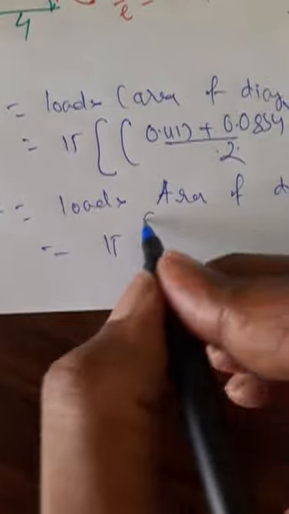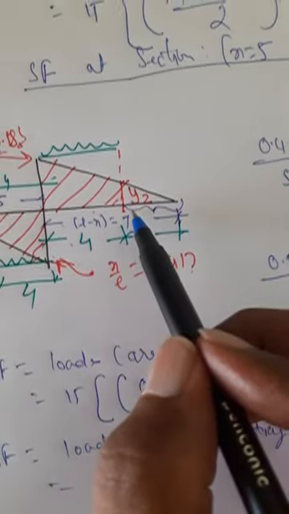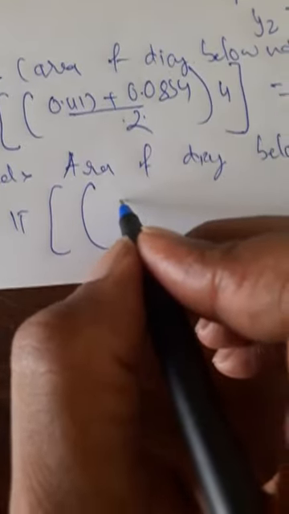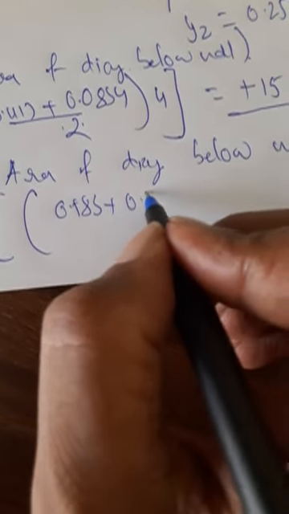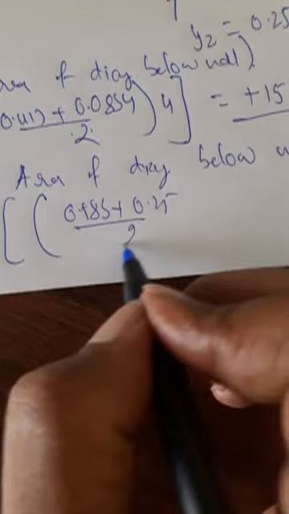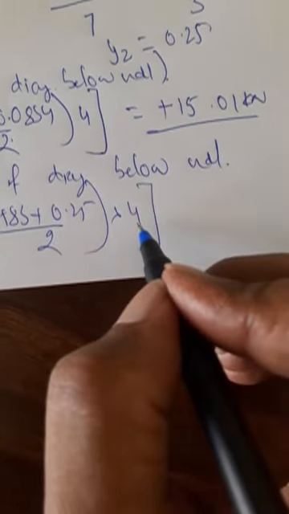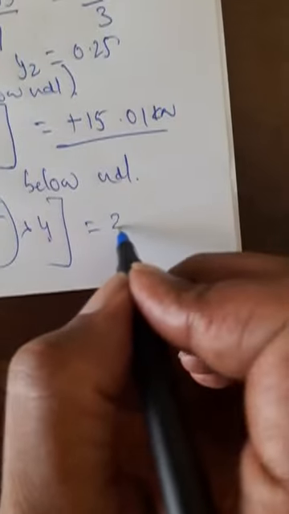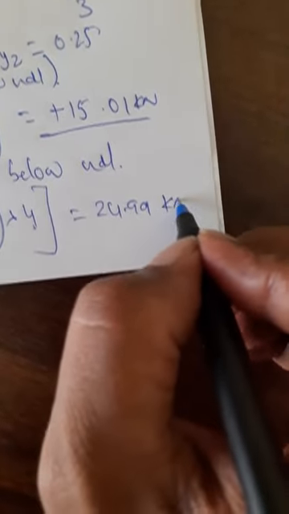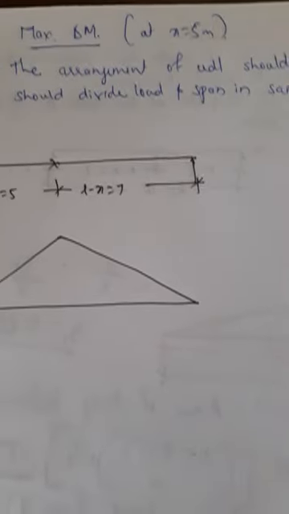So load is 15, average area here 0.583 plus y2 divided by 2. So this gives 0.583 plus y2 value is 0.25 divided by 2 into span 4, span of the UDL, into 15. So this gives me the value 24.99 kilonewton. This is positive shear force, this is negative shear force.